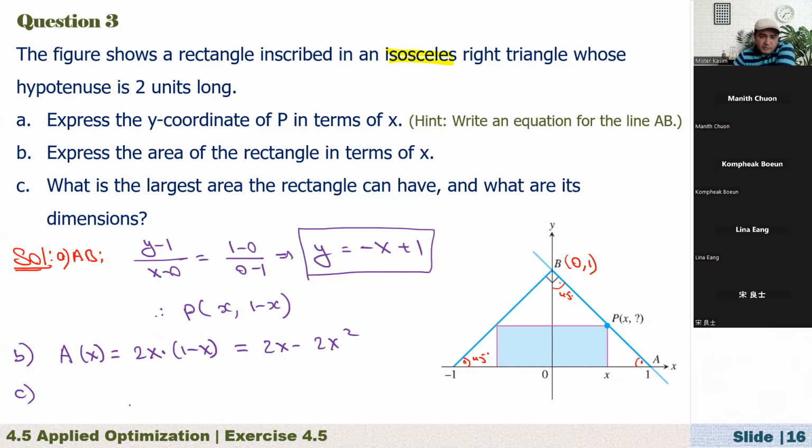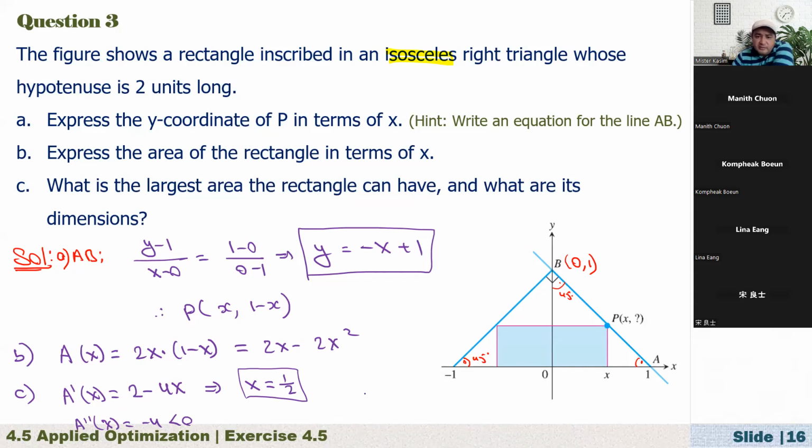Again, to answer this question, we have to use the first derivative test to find the critical point. So A prime of x is equal to 2 minus 4x, right? And from here, x is equal to 2 over 4, so 1 over 2. That is the critical point. And once again, A double prime of x is equal to minus 4, which is less than 0. That is concave down. And that's why x equals 1 over 2 gives us the maximum area of the rectangle.